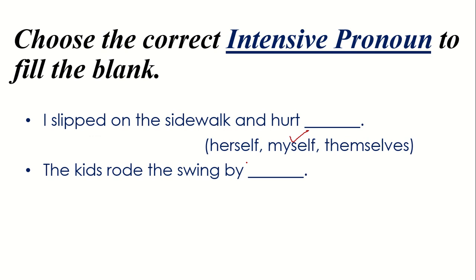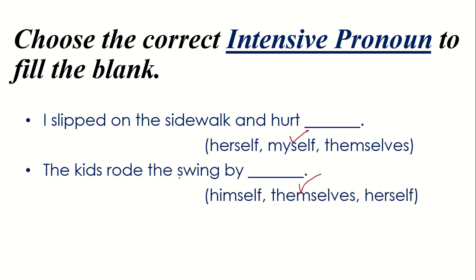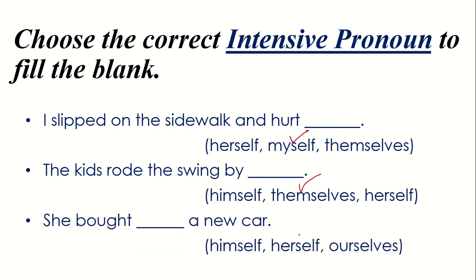The kids rode the swing by themselves. So the kids, as a plural, were riding a swing by themselves. She bought dash a new car. She bought herself a new car. So this is an intensive pronoun.